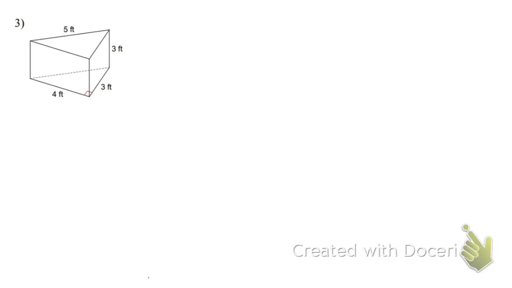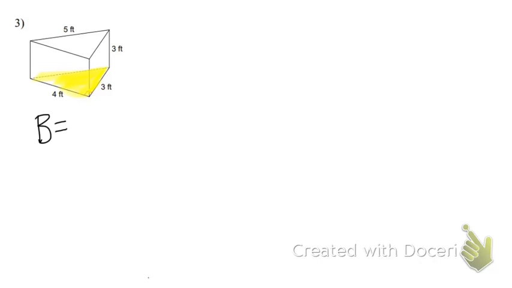Okay, number 3. This is another prism because again, we have matching bases, this triangular top and bottom. So same formula. We're going to find the area of the base first. Okay, area of the base, it's a triangle. So it's going to be the base times height of the triangle. Well, this triangle is a right triangle, so the base and the height are also the legs of the triangle.